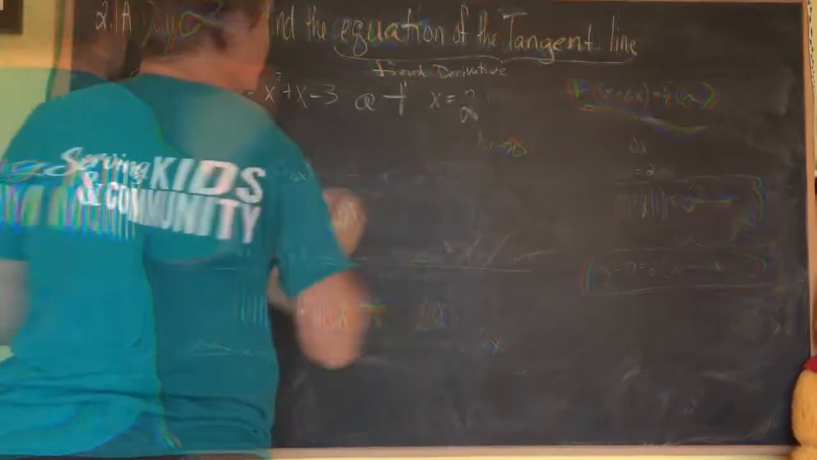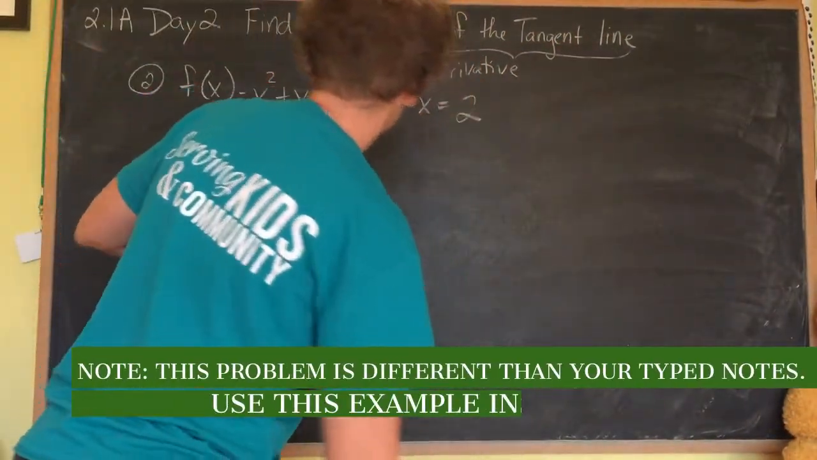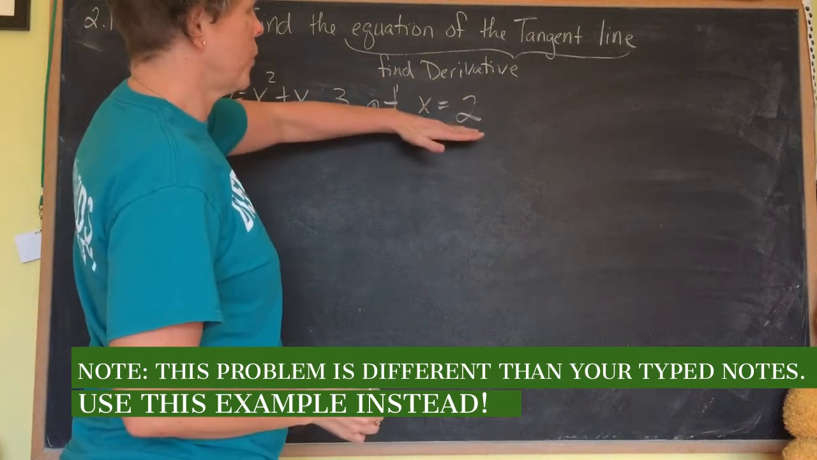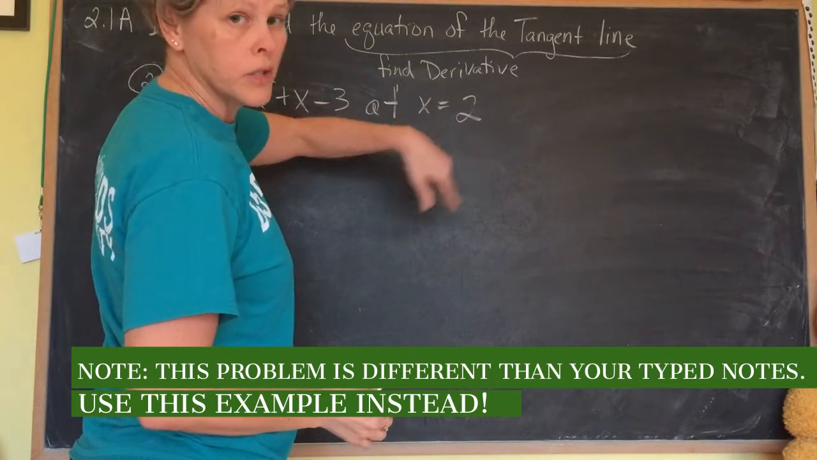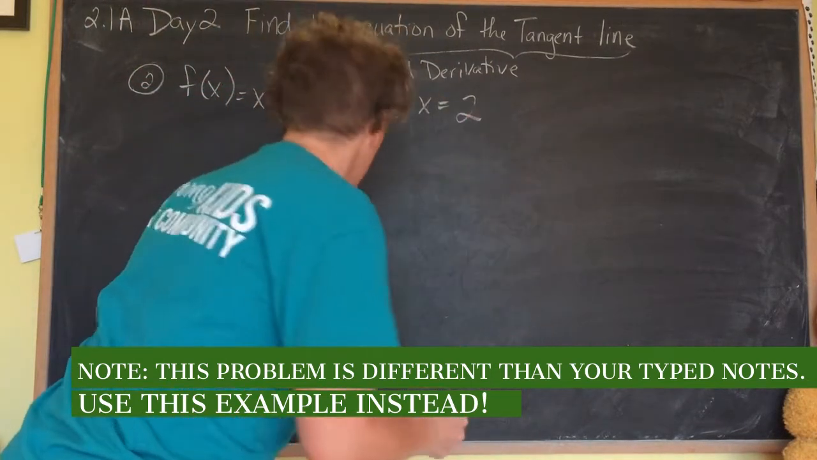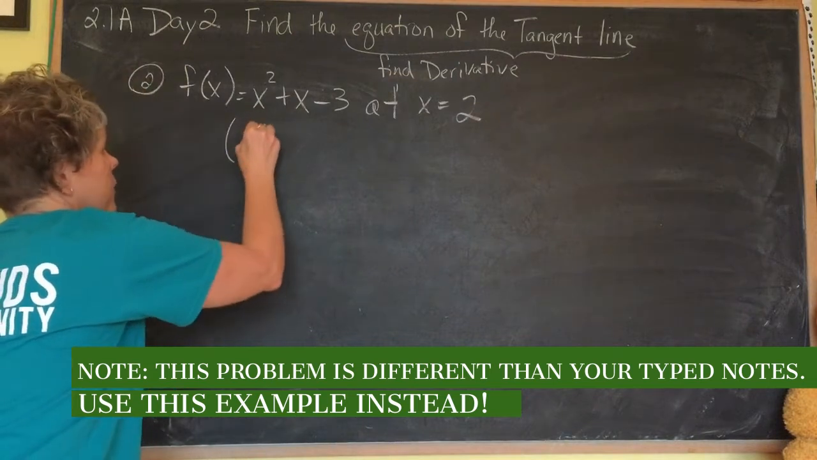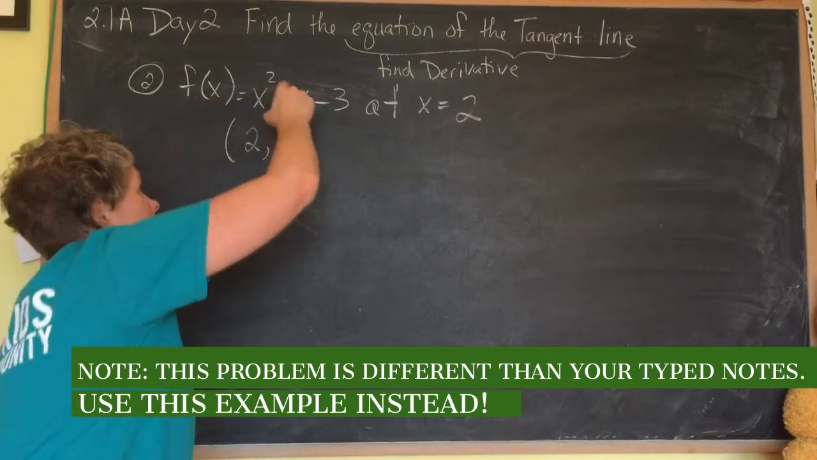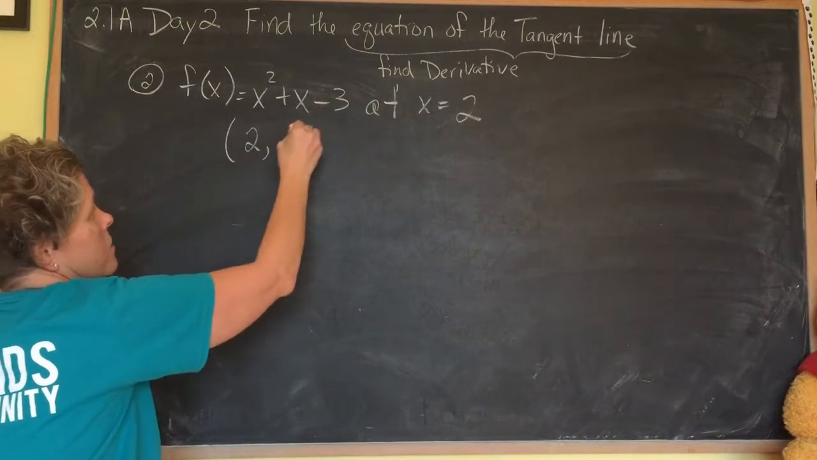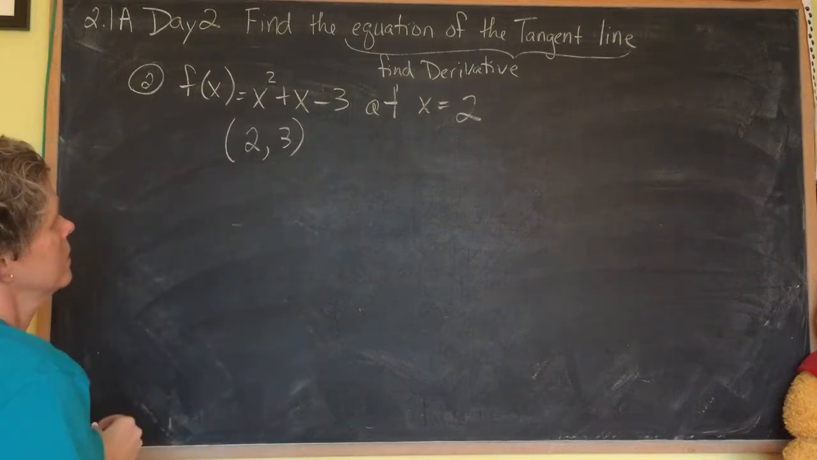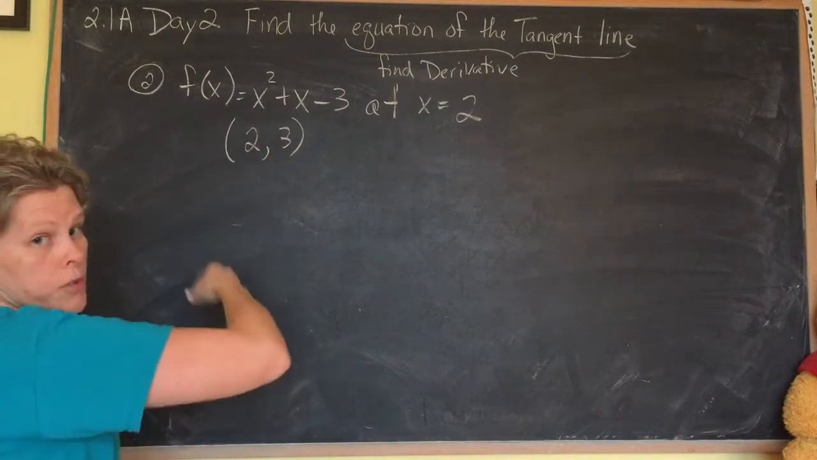Number 2. All right, so same thing. I have this parabola. I want to know the equation of the tangent line at 2. So we need a point and we need a slope. All right, so let's do our point first. 4 plus 2 is 6. 6 minus 3 is 3. So there's my point. Now let's find my slope, which is really the derivative.